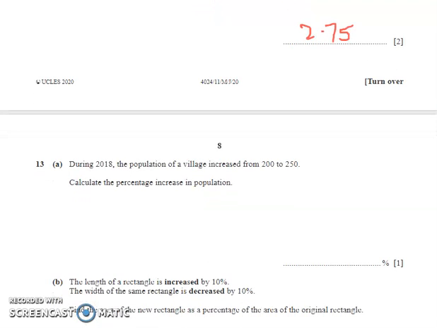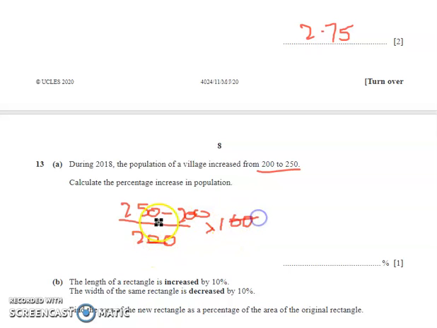During 2018, the population increased from 200 to 250. The percentage increase. How do we take out the percentage increase? The new value, that is 250, minus the old value, that is 200, divided by the old one, multiplied by 100. So the zeros cancel. 250 minus 200 will give us a 50, and 50 divided by 2, that will be a 25. So it's 25%. Another method to do this question is a ratio method. You can equate the 200 ratio to 100%, and then you can find the percentage for 250.